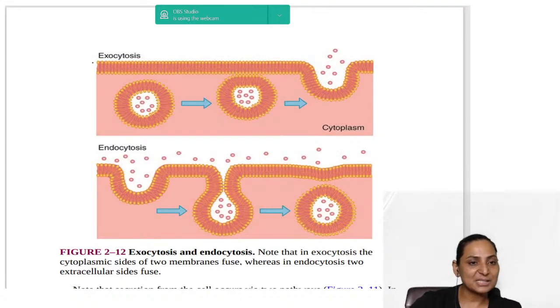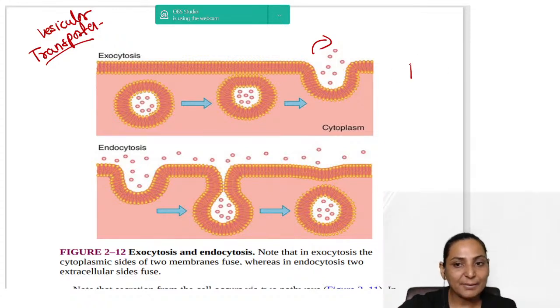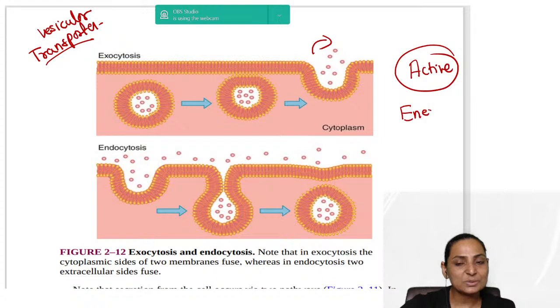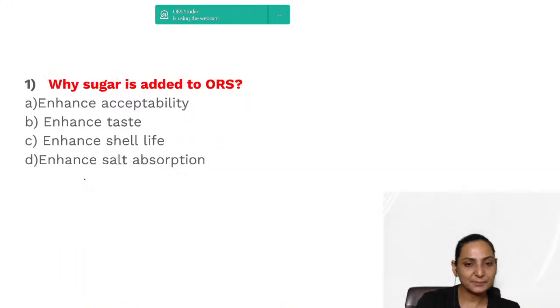Now the third type of transport which I told you about is vesicular transport. That means you are forming vesicles which will be transported. So if you are throwing something outside, it is exocytosis, or if you're taking something inside, endocytosis, and remember that these are also examples of active transport. They are not passive because they use energy, and they also use a very important ion, that is your calcium ion, right?